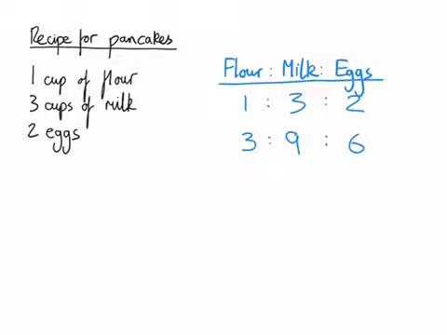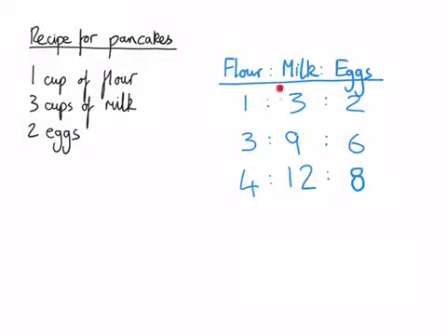So let's say we looked in the fridge and we had 8 eggs. We'd know we needed to keep the ratio the same. So we'd look at our original ratio and think, well, the first recipe had 2 eggs. We've got 4 times as many, so we need to keep the ratio the same. So we're going to need 4 times as many cups of milk, so 3 times 4 is 12. And we're going to need 4 times as many cups of flour, so 1 times 4 is 4. So our new ratio is 4 cups of flour, 12 cups of milk, and 8 eggs.